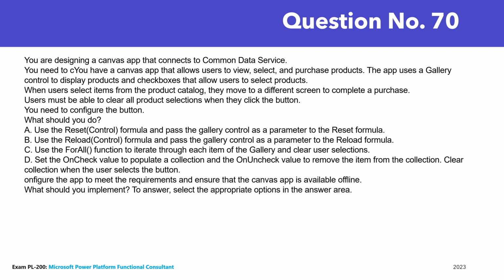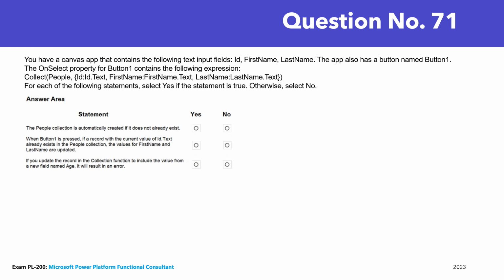Configure the app to meet the requirements and ensure that the Canvas app is available offline. What should you implement? To answer, select the appropriate options in the answer area. Correct answer, A. You have a Canvas app that contains the following text input fields: id, first name, last name. The app also has a button named Button1. The OnSelect property for Button1 contains the following expression: Collect(people, id.text, firstname.text, lastname.text).